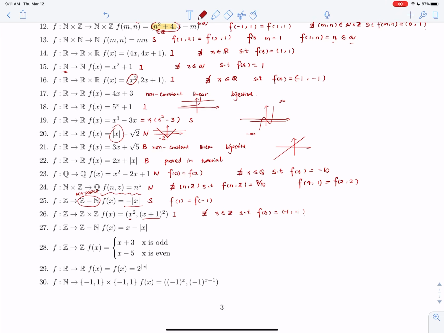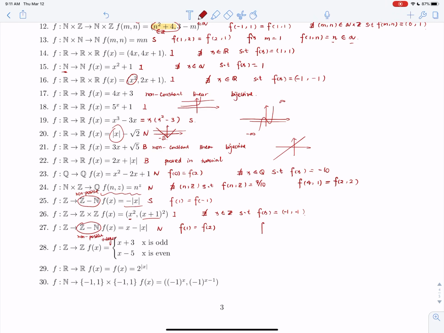27, we have this again. So this gives us non-positive integers. If you look at 27, apparently f of 1 equals f of 2, because any positive number will give you 0, okay? But is it surjective? Well, no, it's not surjective, so it's neither.